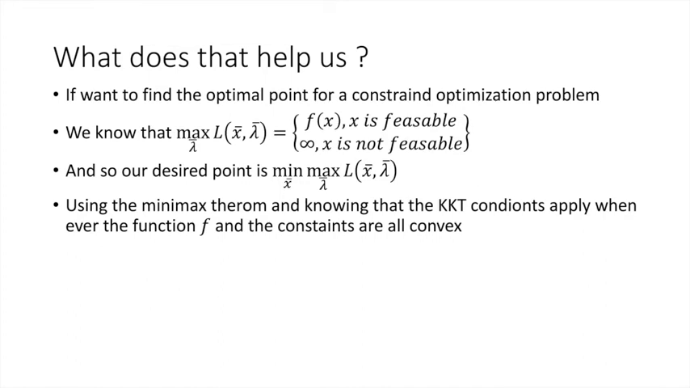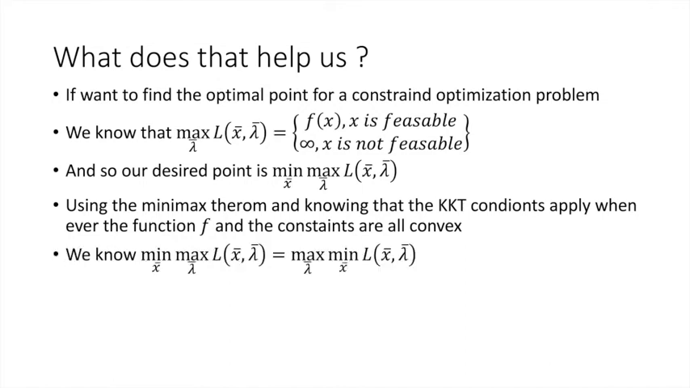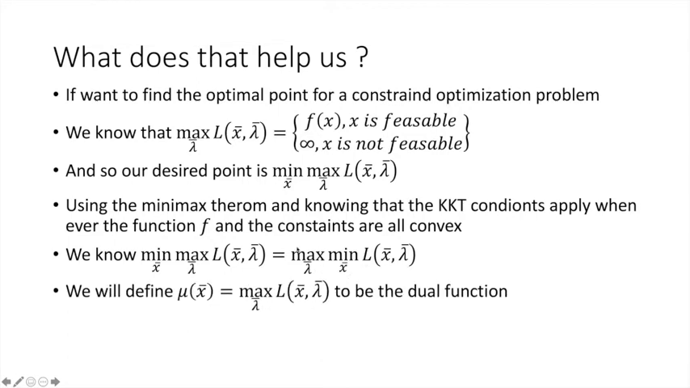Using the minimax theorem, we know that the KKT conditions apply when the function f and the constraints are all convex. And then we would know that maximizing over lambda and minimizing over x is equal to minimizing over x, maximizing over lambda. We will define mu of x as maximizing over lambda of L(x, lambda) to be the dual function. So if we can find this function, mu of x, we use regular minimization by taking the gradient, equating it to 0, or gradient descent, or any other algorithm, and we could solve the constrained optimization problem.